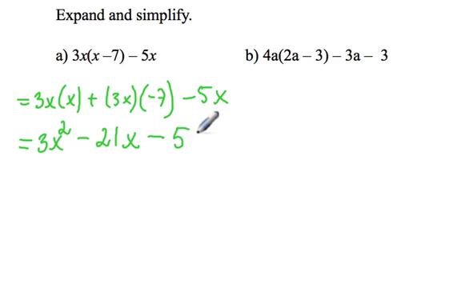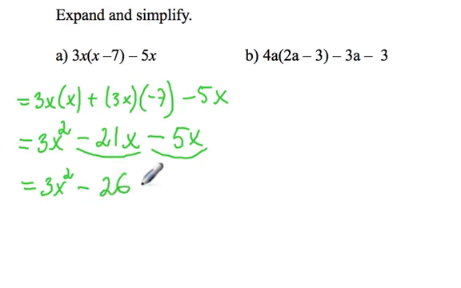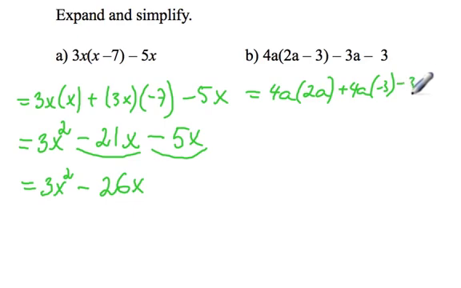Take away 5x. And now the only like terms we have are negative 21x and negative 5x. So that equals 3x squared, take away 26x. We collect the like terms. Question B. Here we have 4a times 2a plus 4a times negative 3 minus 3a minus 3.